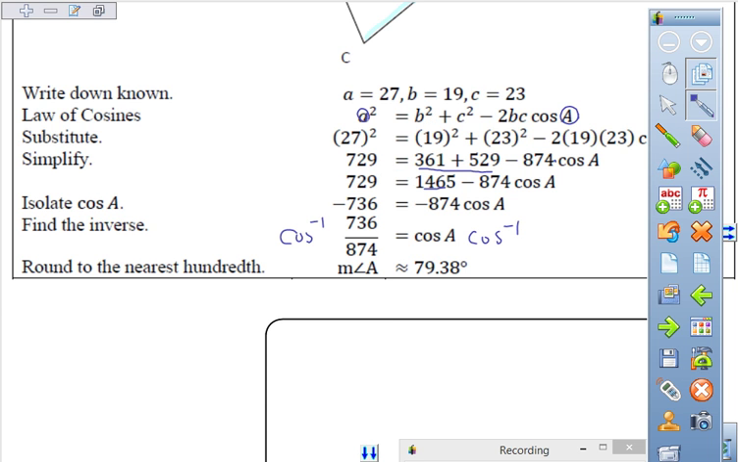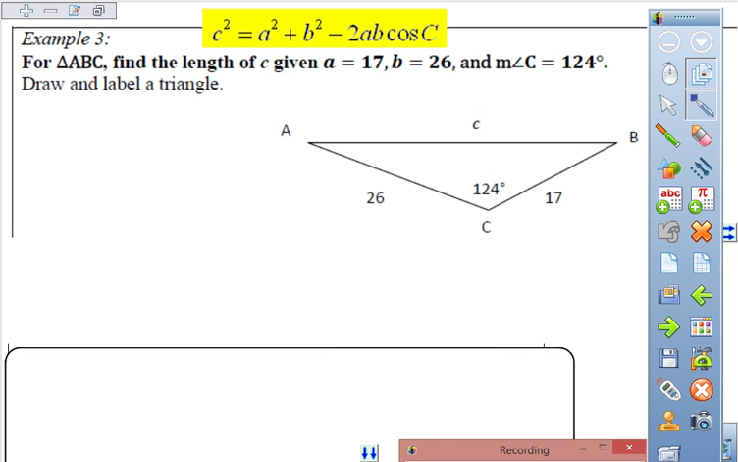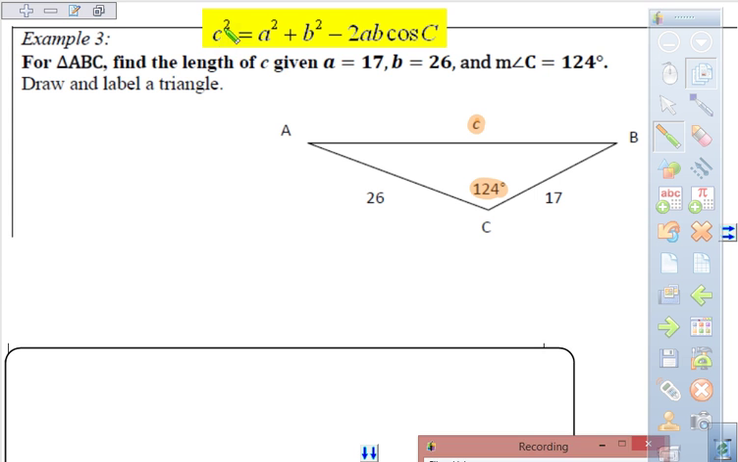Let's try one of these together. Example 3. For triangle ABC, the length of C is what we need to find. We're given 17, 26, and an angle of 124. Draw and label the triangle. So we're going to use law of cosines again. So our important numbers are the C and the 124. So we have to make sure that those numbers go in here and here.